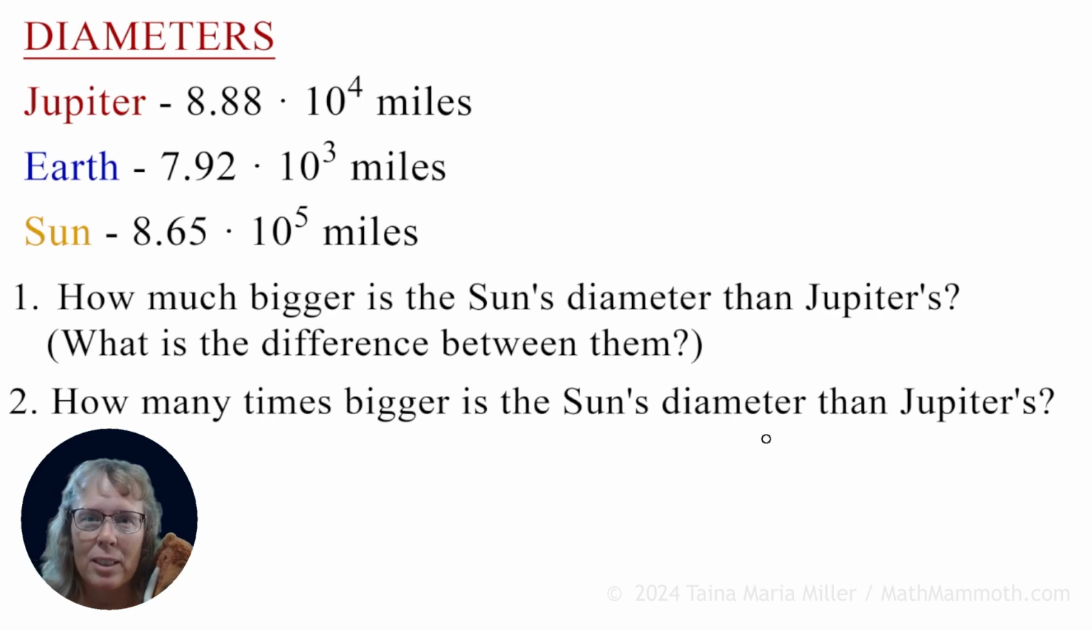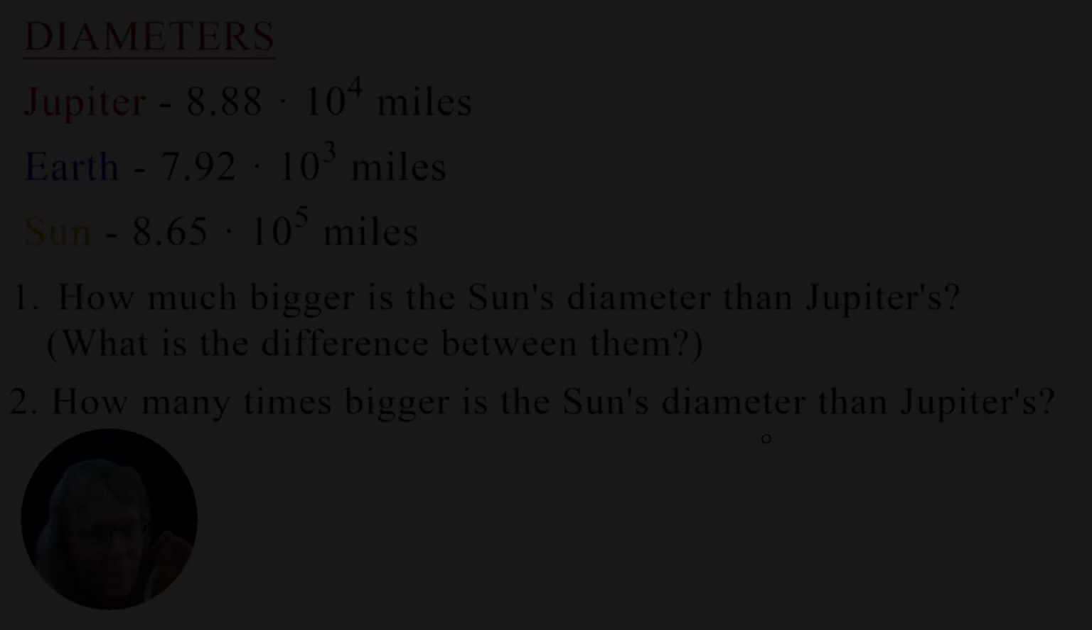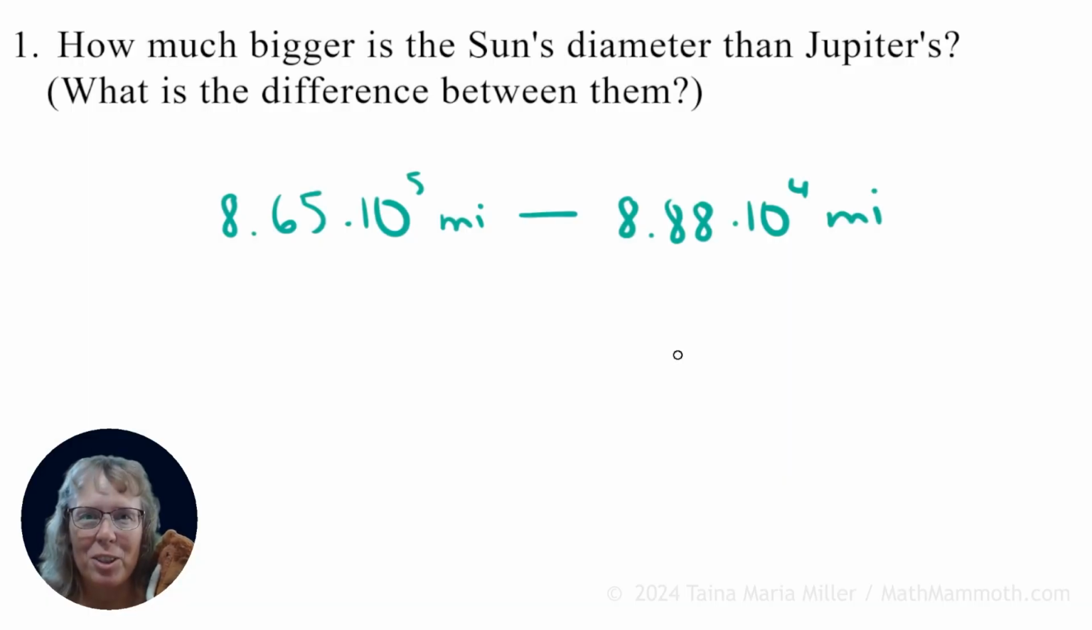The second one is a multiplicative comparison, and that is more common when we are looking at scientific data and big numbers. The first one is just a simple subtraction problem. We look at the difference between the two numbers. Let's now solve both. Okay, now let's look at the first one, the difference between Sun's and Jupiter's diameters.